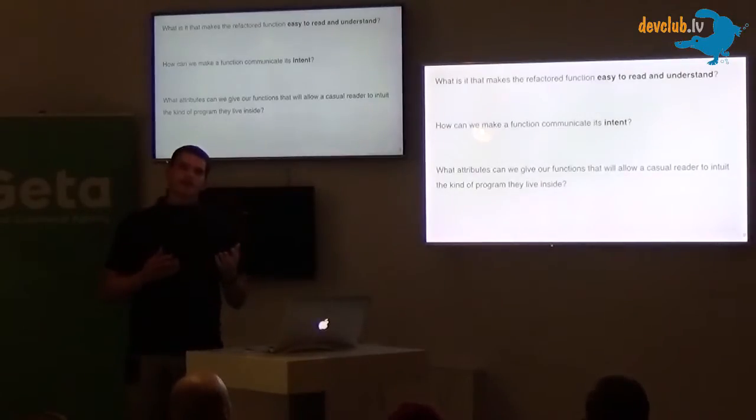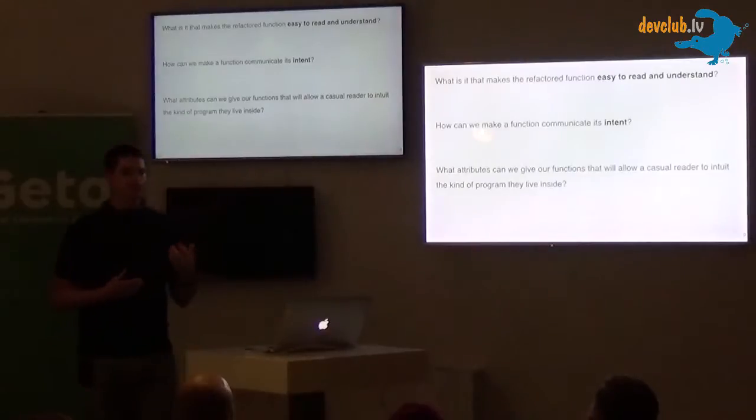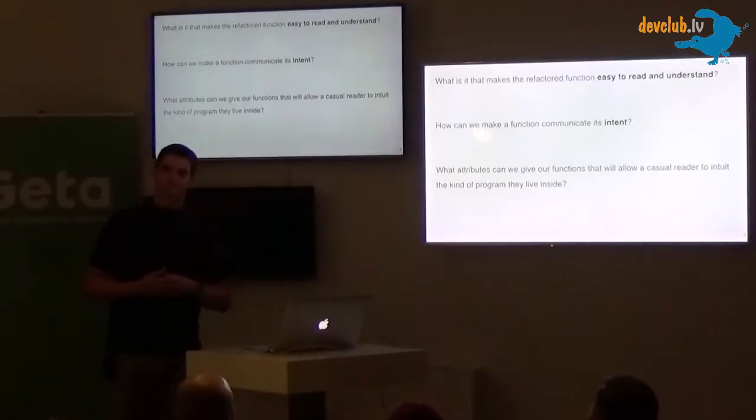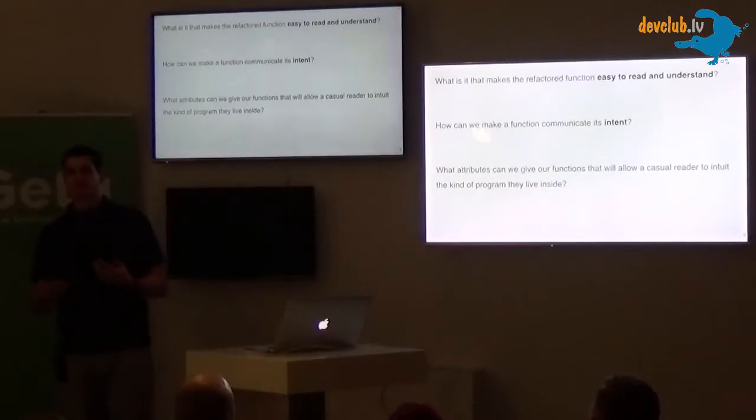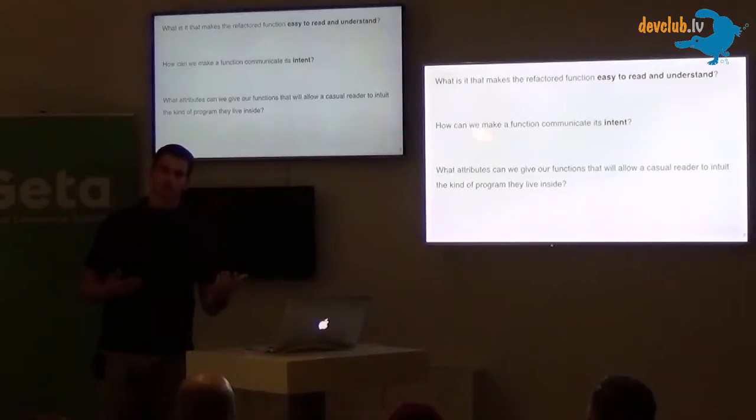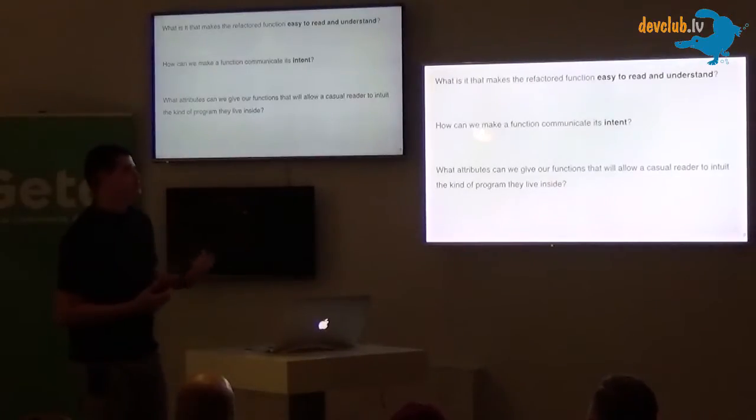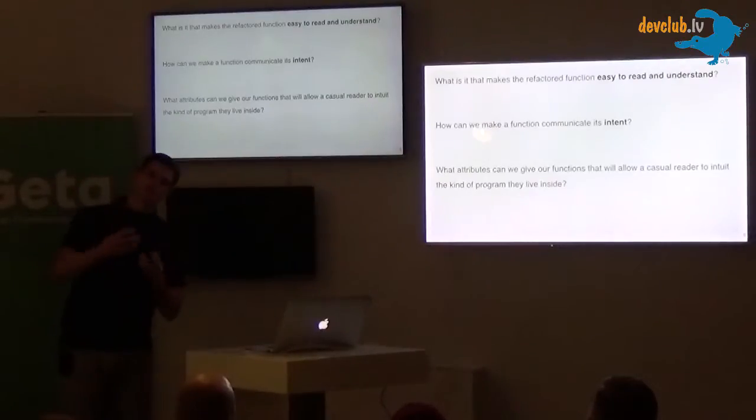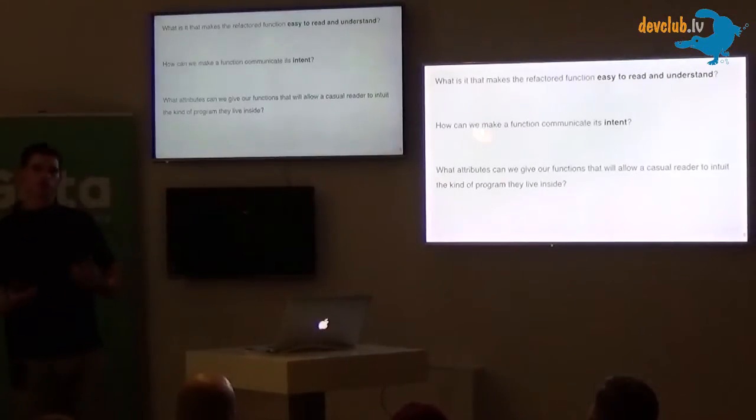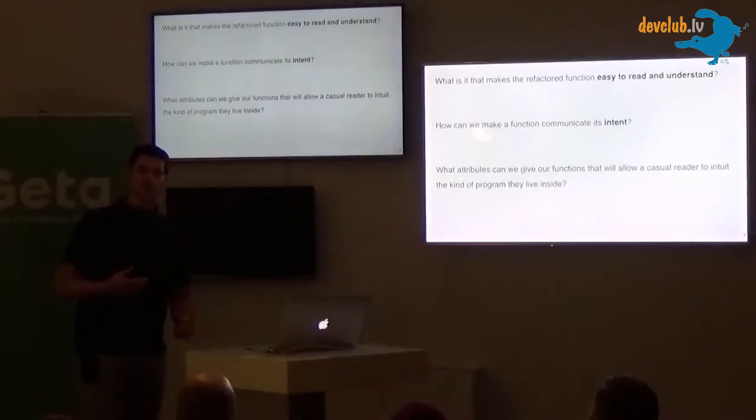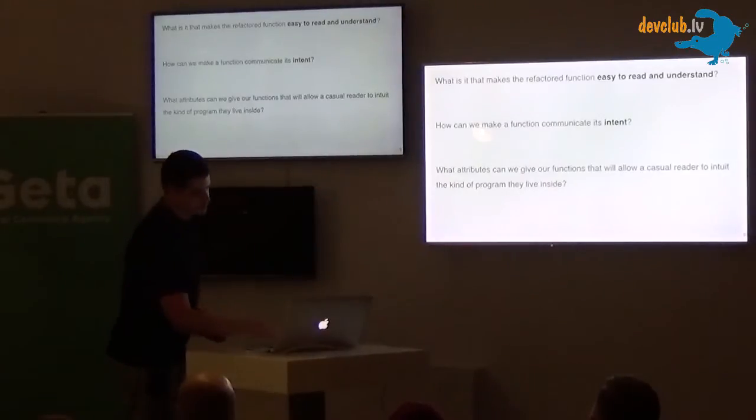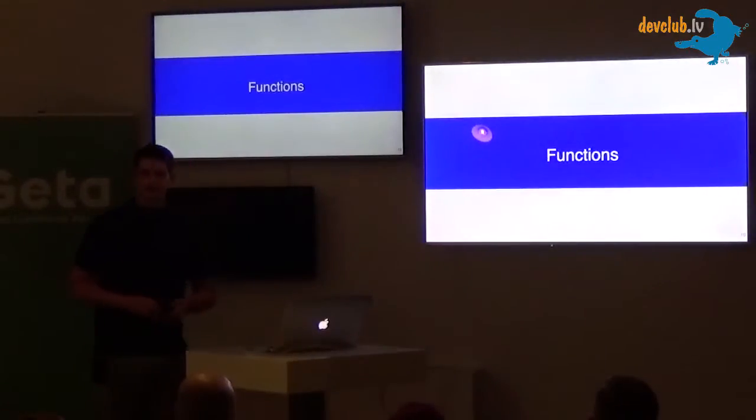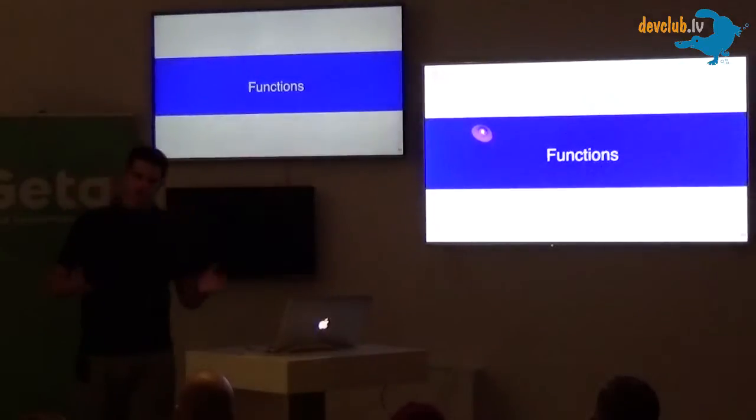So what is it that makes a function easy to understand? What is it that makes the code easier to understand? By trying to communicate intent. How is that possible? What kind of attributes can we give to the function? How can we shape it so that other people are going to look at it and easily understand it and not waste time? We're going to talk about functions.